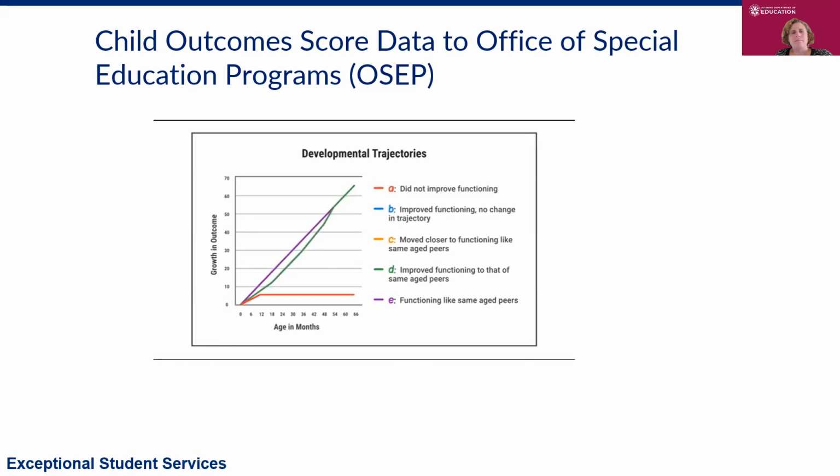The green line shows Category D, children who were not functioning like same-age peers in the outcome when they entered the program, but caught up and were functioning like same-age peers by the time they left the program. Both the blue and orange lines illustrate the growth of children who were not functioning like same-age peers when they entered the program. The orange line shows children who begin to acquire skills at a faster rate after entering the program at around 24 months. The blue line represents children who continue to acquire new skills at the same rate after they enter the program.